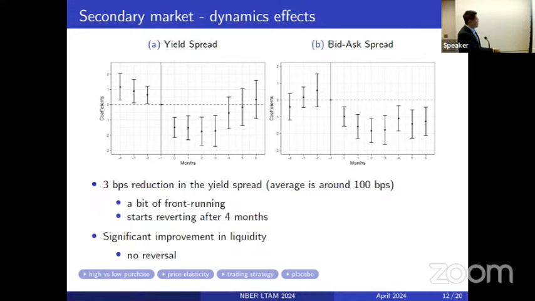If you look closer, there is a bit of front running, and the effect starts to revert after 4 months and fully reverts in 6 months. In terms of liquidity, we find that there is a significant reduction in bid-ask spread, suggesting that there is a liquidity improvement. And interestingly, we find no evidence of reversal, which seems to suggest that the liquidity improvement is persistent.